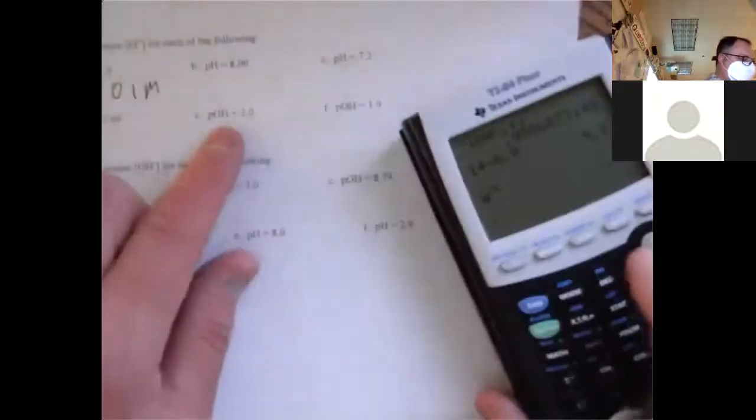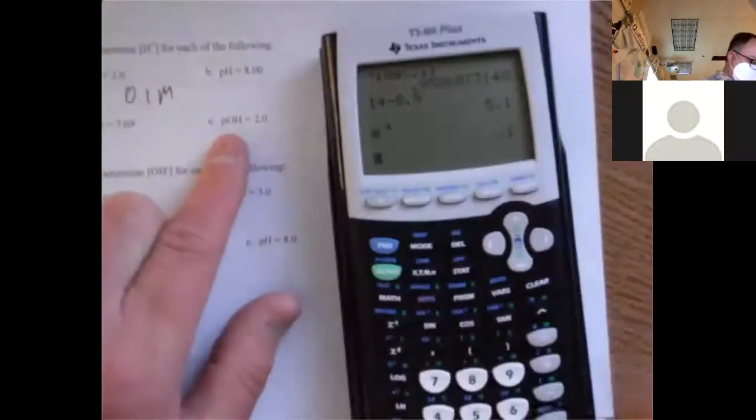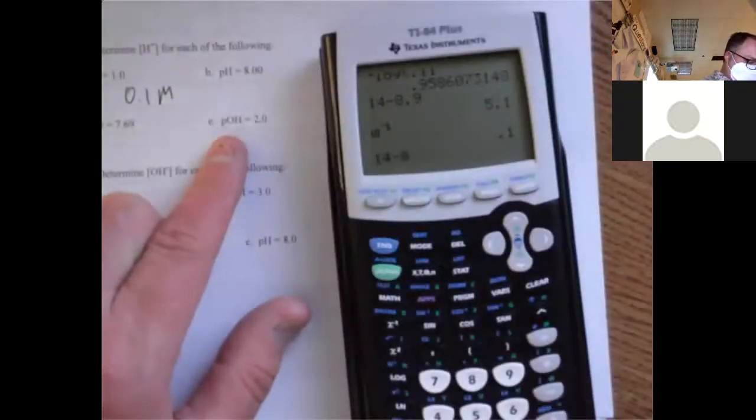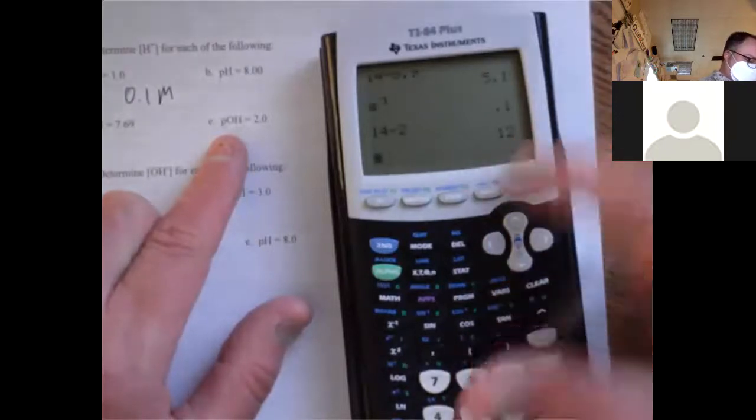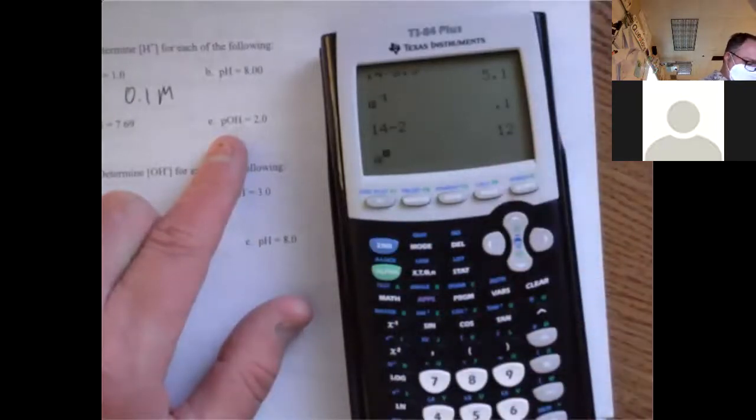If it were the pOH and you were trying to find the hydrogen ion concentration, then you would take 14 minus the pOH. That gives us the pH. So then we take the antilog of the negative pH, and that is 1 times 10 to the negative 12.